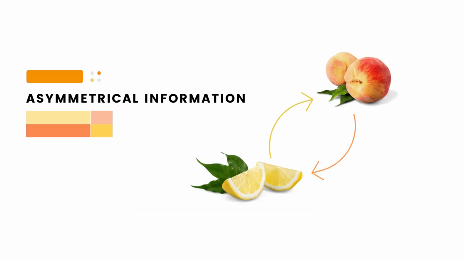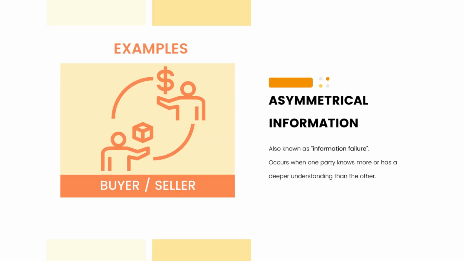Next, we're going to go over asymmetrical information. Asymmetrical information, also known as information failure, occurs when one party knows more or has a deeper understanding than the other. This is typically seen in a buyer-seller relationship. For example, if a homeowner is selling their house, they know more about the property than the buyer. The seller knows if the neighbors have a dog who barks throughout the night or if there's a squeaky floorboard. Once the buyers purchase the home, they will then come to realize this information failure and may believe they overpaid for the property.